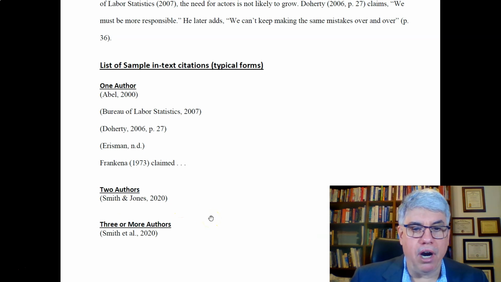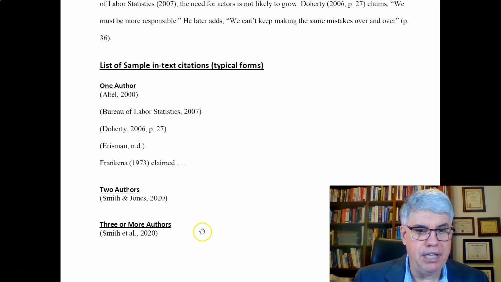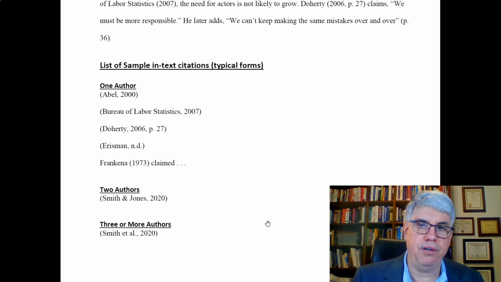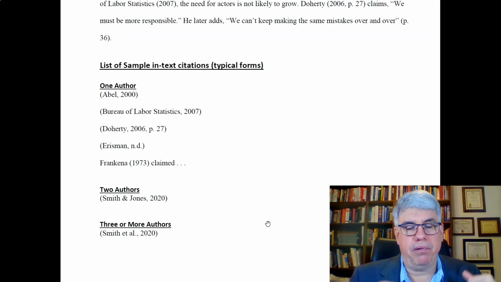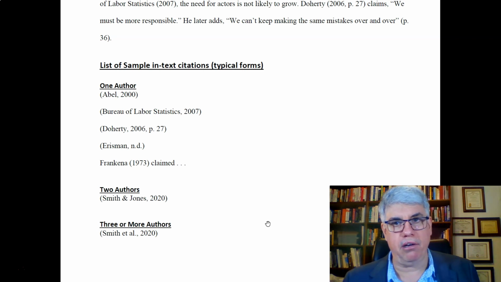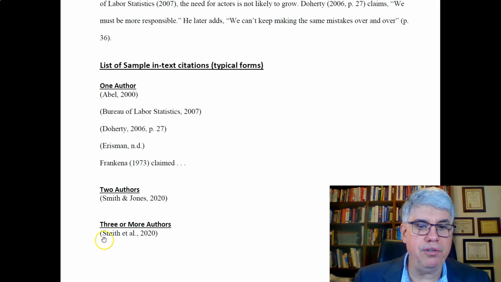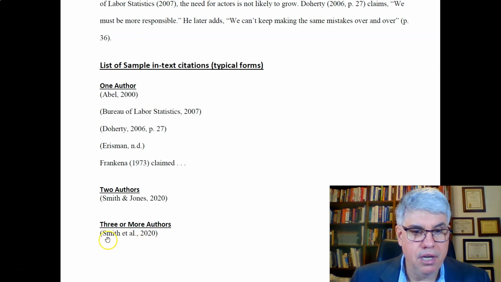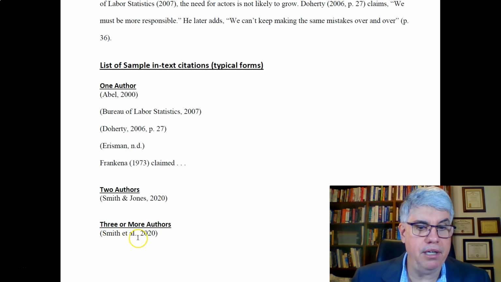Now, if we have three or more authors, and this is new in APA formatting for the 7th edition, you always write out Smith et al. You don't write Smith and Jones and Peters, or Smith, Jones, and Peterson, or Smith, Jones, Peterson, Marcella, Perez, Dupont, and Thingamabobby. You don't write out a long list of names. You just start right away with Smith et al., and then you put the complete list of names in the table of references. So it goes Smith et al., period, comma, space, and then the year.